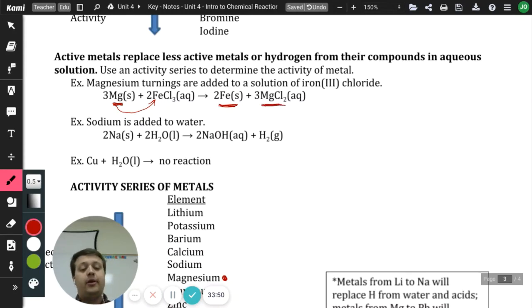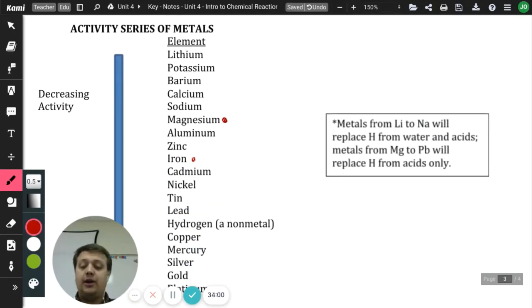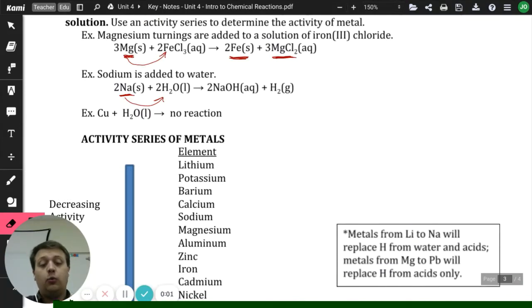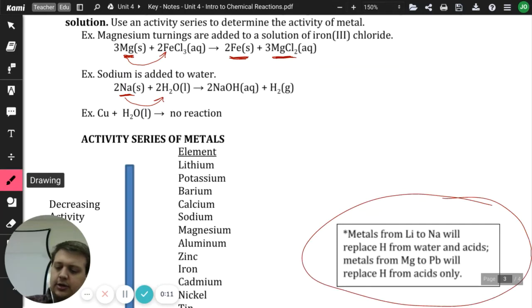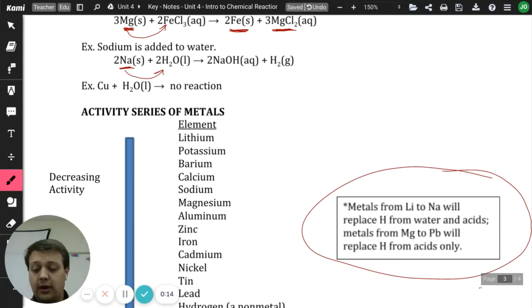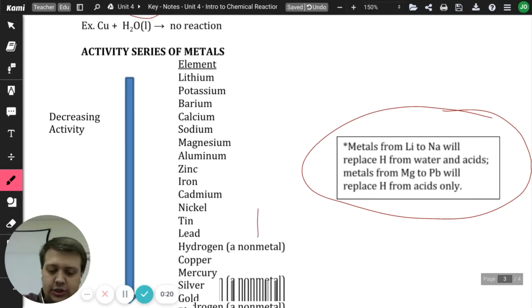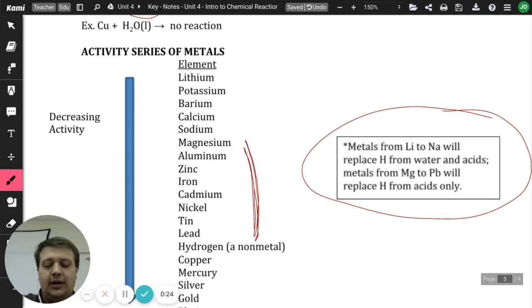Okay, next, I took sodium and I added it to water. Well, what is sodium going to try to replace? Sodium is going to try to replace hydrogen. The thing to remember is that when we are looking at that sodium replacing the hydrogen in water, this is something to take note of. Metals from lithium to sodium will replace hydrogen in water, whereas everything else between here and hydrogen will replace it in an acid. So these right here are going to be for hydrogen in an acid. These right here are hydrogen specifically in water.